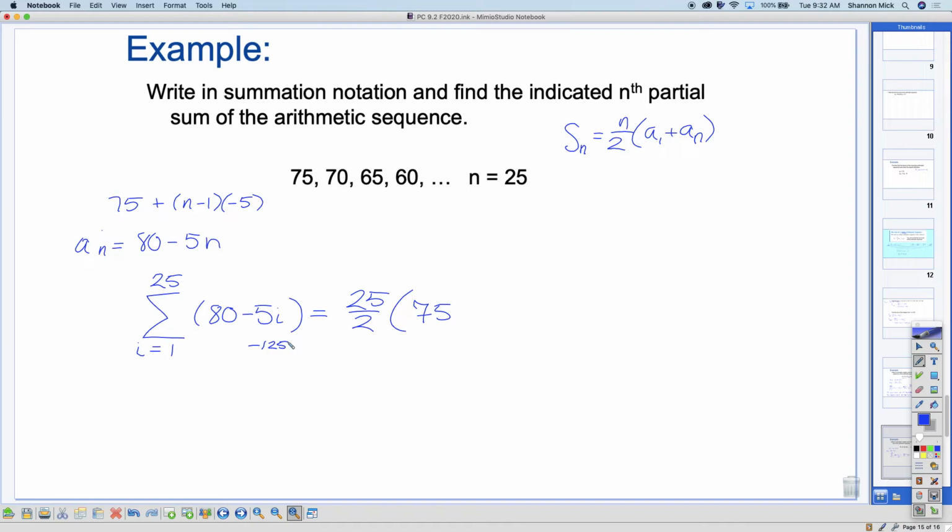What's negative 125? So negative 125, so negative 45. With negative 125, you just added. I have 80 minus 125. You said 40.